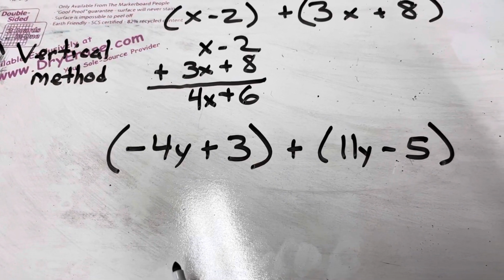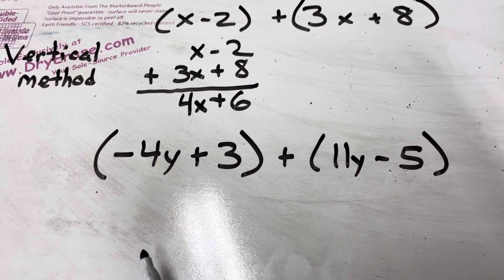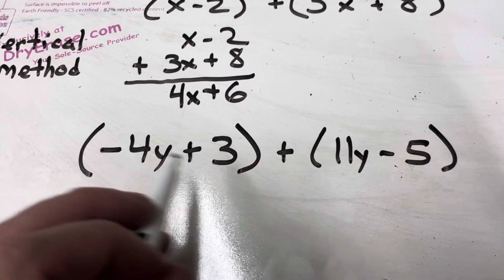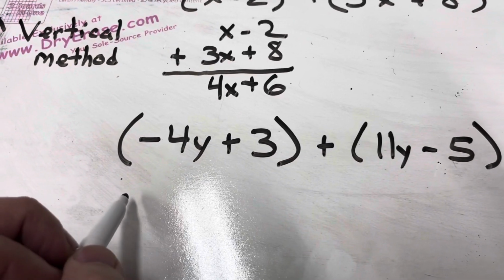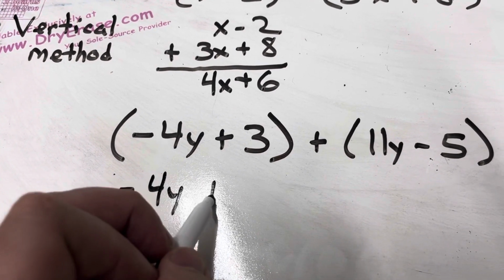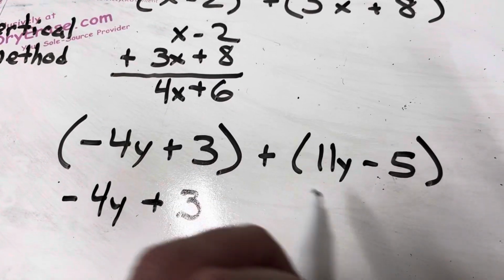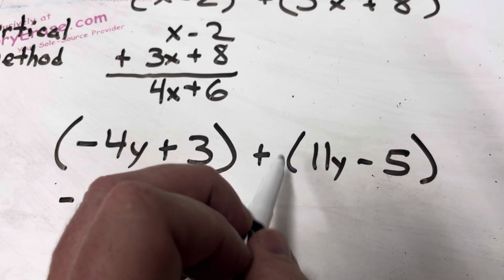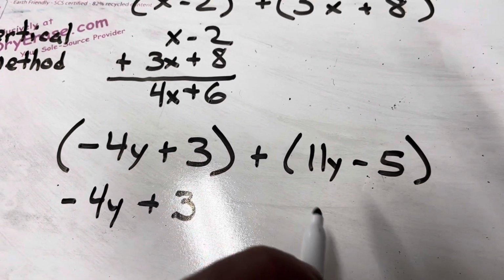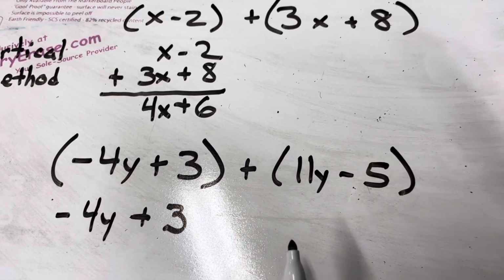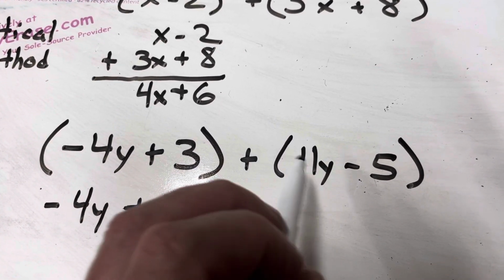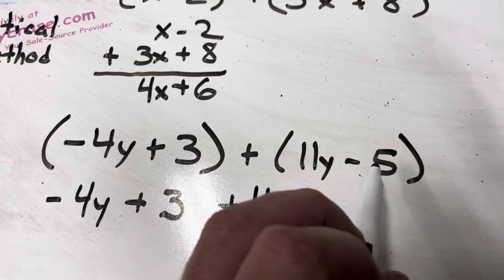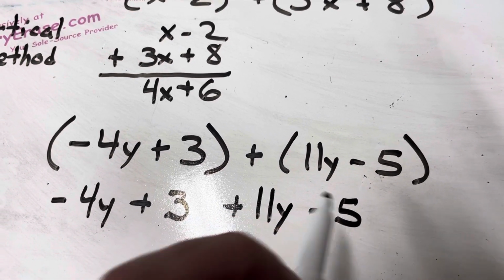Now we're going to do the horizontal method. And the horizontal method is more just kind of what we did last time with simplifying things. First thing I want to do is get rid of the parentheses. So it's going to be a negative 4y plus 3. Now when I get rid of the parentheses, as you know, parentheses always means multiplication. There's no number here outside the parentheses, so I think of it as a 1. We're not really thinking about multiplication, but that's what I'm doing. 1 times 11 is plus 11, so it's plus 11y. A positive 1 times a negative 5 is negative 5.